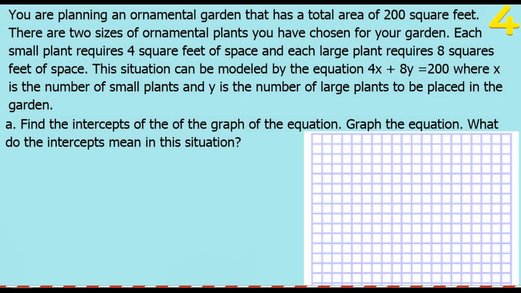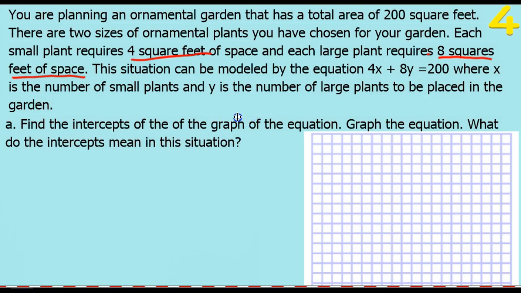Alright, so this one says you are planting an ornamental garden that has a total area of 200 square feet. There are two sizes of ornamental plants you have chosen for your garden. Each small plant requires 4 square feet of space, and each large plant requires 8 square feet of space. This situation can be modeled by the equation 4x plus 8y equals 200, where x is the number of small plants and y is the number of large plants to be placed in the garden. Find the intercepts of the graph of the equation, then graph it. What do the intercepts mean in this situation?